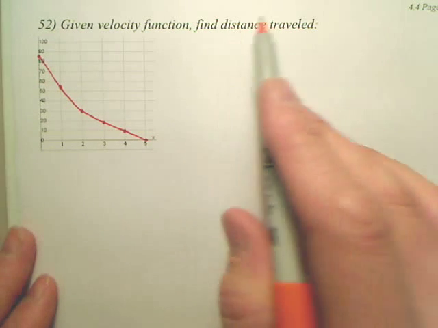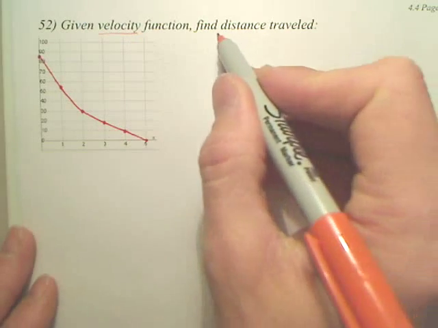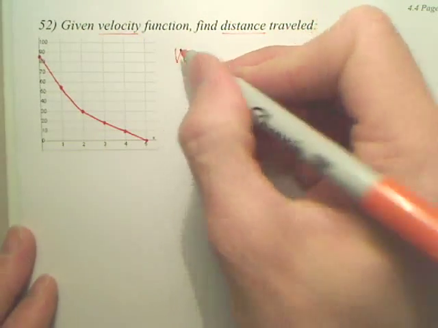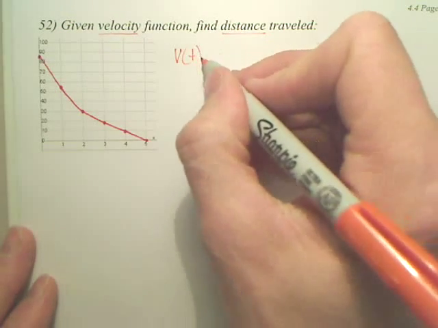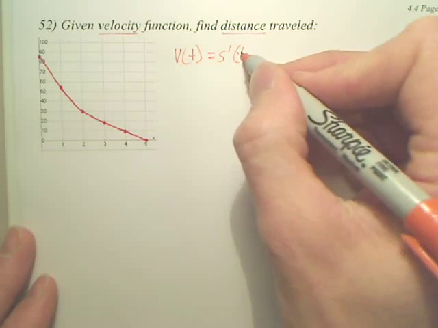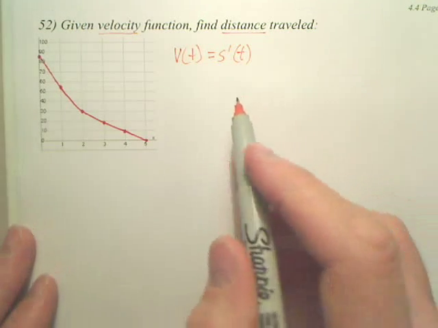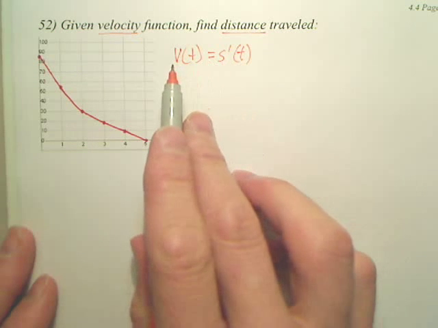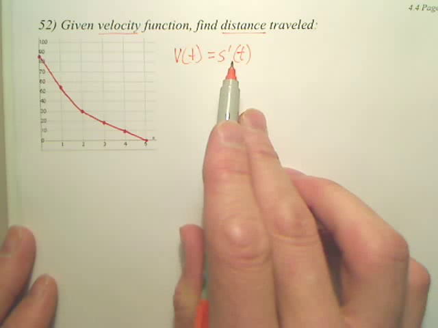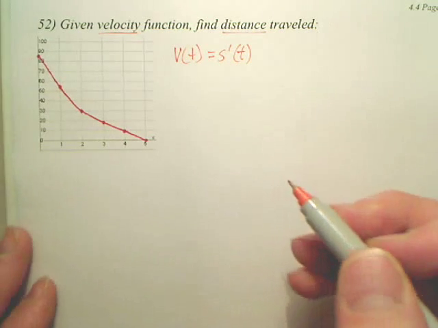If I want to find total distance, remember, velocity is the derivative of time, of position. Velocity is the derivative of position. So if I want to go from velocity to position, don't you have to integrate it?